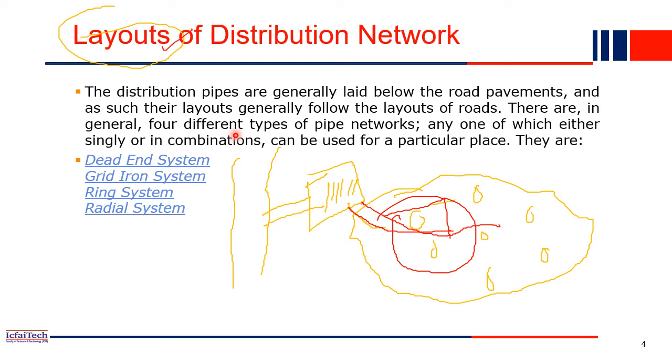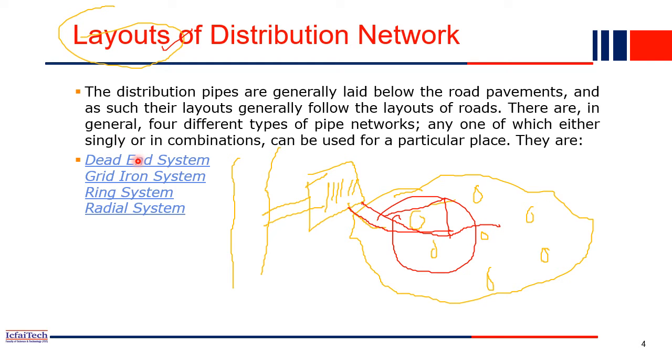There are in general four different types of pipe networks you will find. Depending on the city condition and the quantity of water to be delivered, we can choose any of these four layouts of distribution network. The first type is the dead end system. The next one is the grid iron system. The third is the ring system, and the fourth is the radial system. Depending on the city and the water demand, we can choose which one is useful.